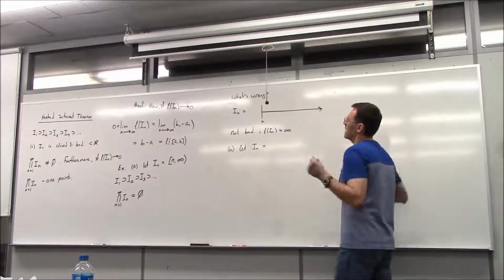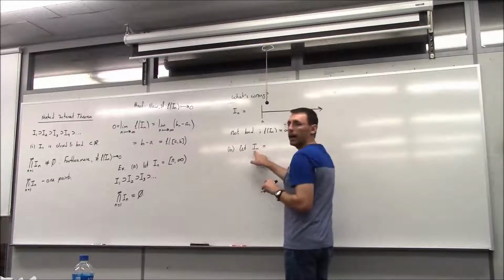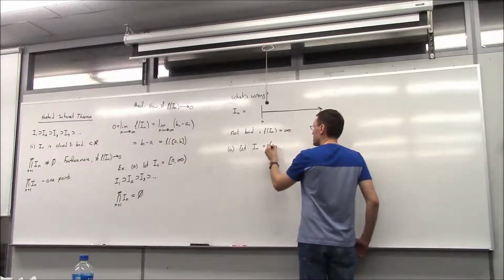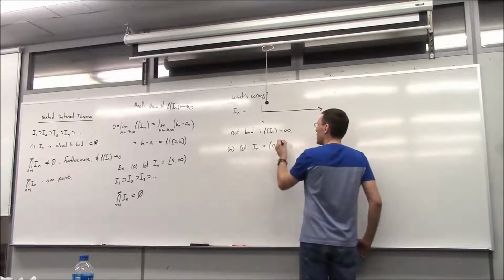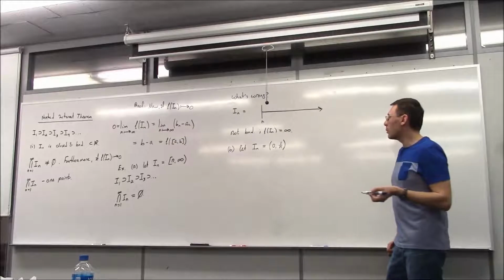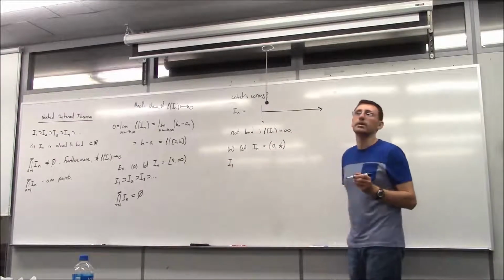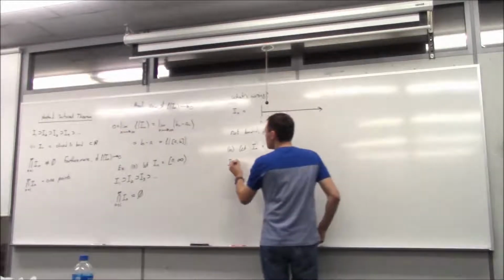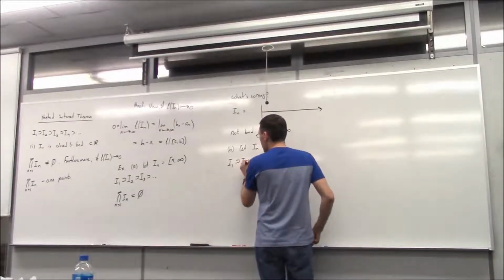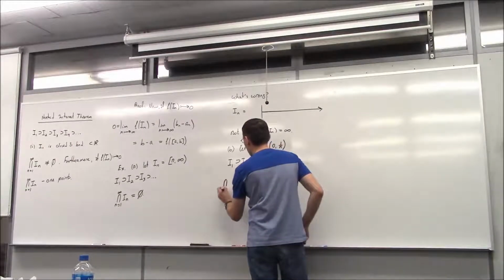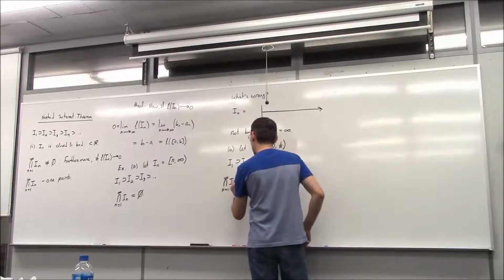All right, let's take another example. Let In equal the interval from 0 to 1 over n, and I take it to be open, right? So you can clearly see that I1 is just the open interval from 0 to 1, then it's the open interval from 0 to a half. So it's nested. You agree it's nested? Now I'm asking what's the intersection? What's going to be the intersection?